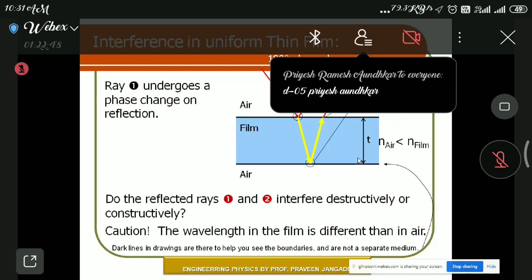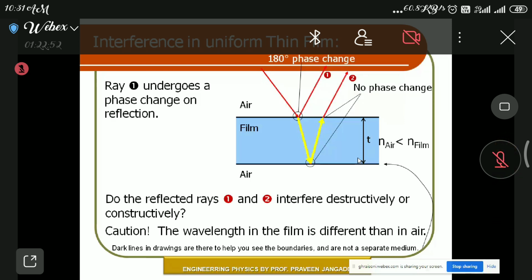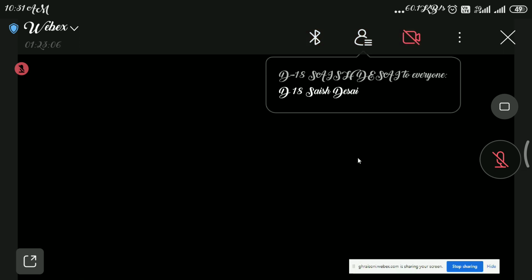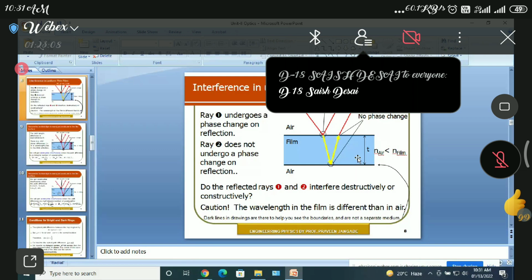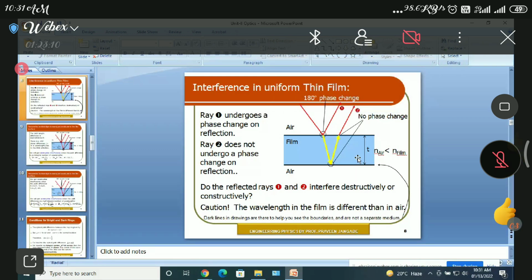After this, we identified the path difference and the phase difference between these rays, and then we derived the conditions for constructive and destructive interference. The derivation part we will do later on. So this is what we covered today. Things are a little bit difficult to understand here, but try to understand, and wherever you feel doubt or difficulty, please raise your questions also.